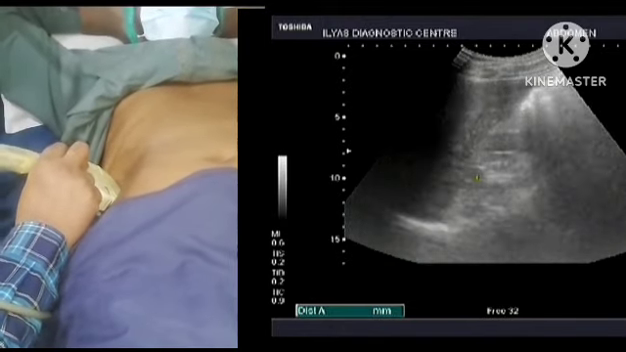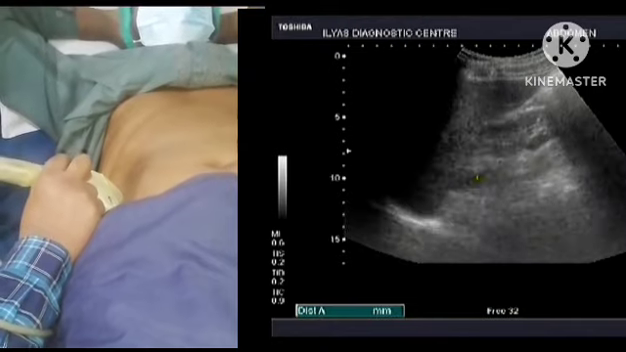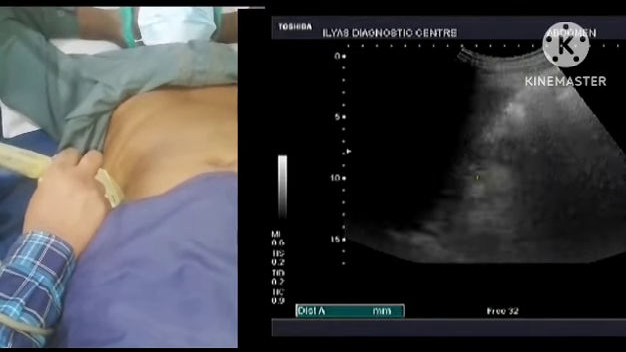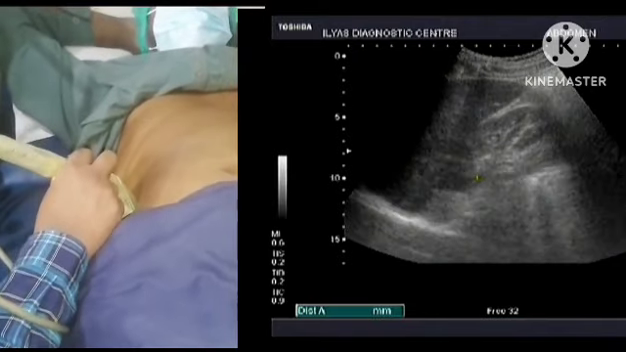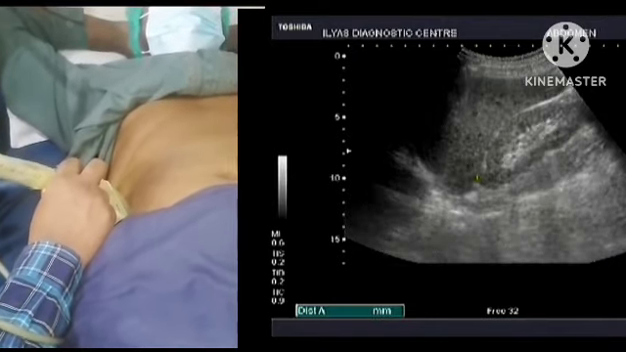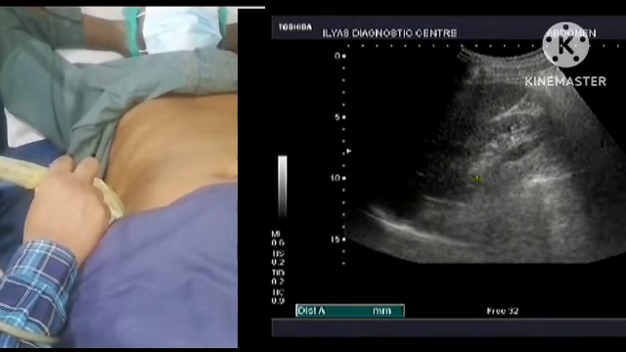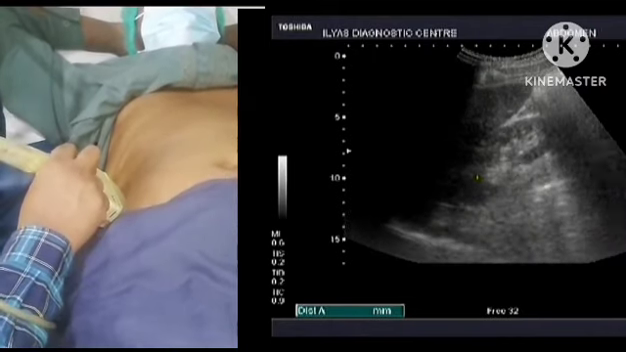And here the kidney has started to appear. Now I will ask the patient to take a deep breath. Take a deep breath and hold it. Take a deep breath and hold it.